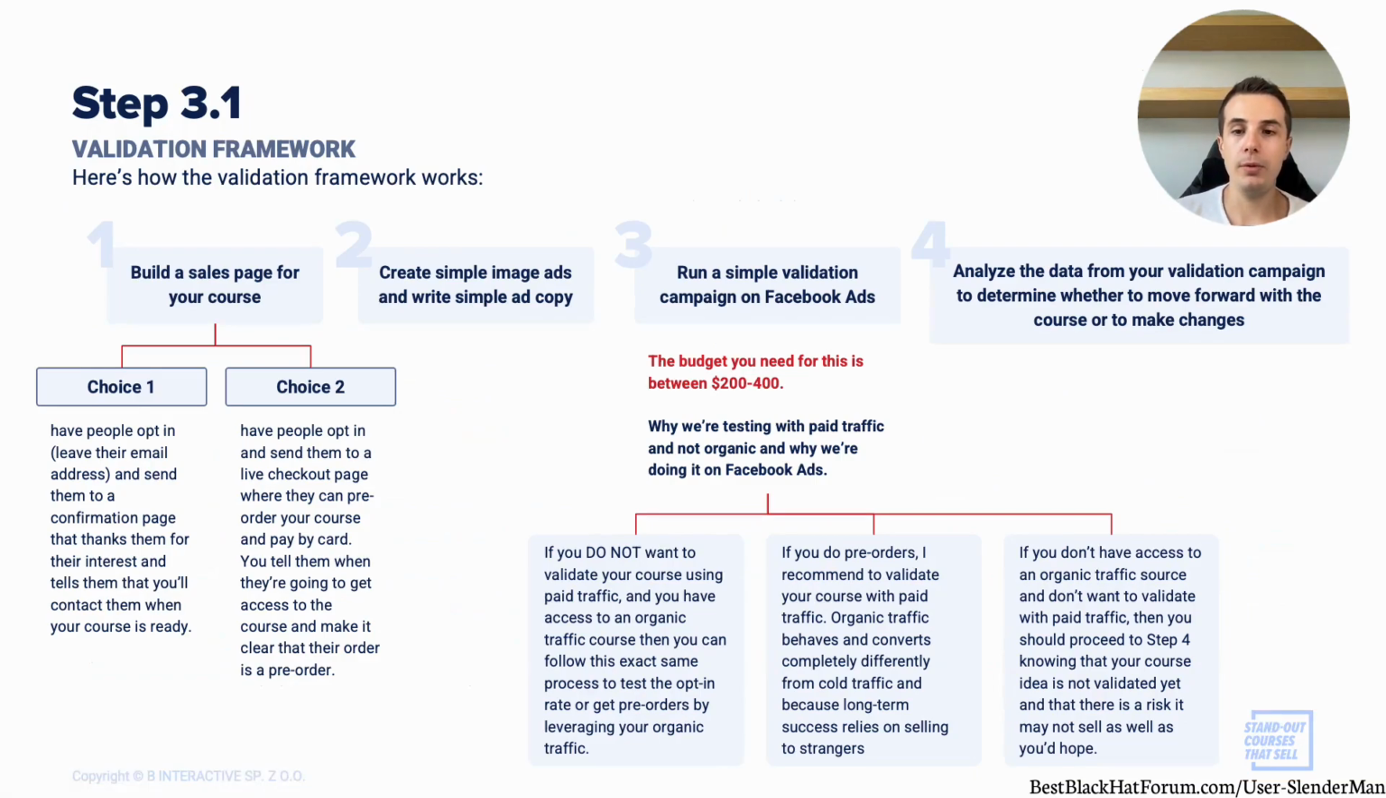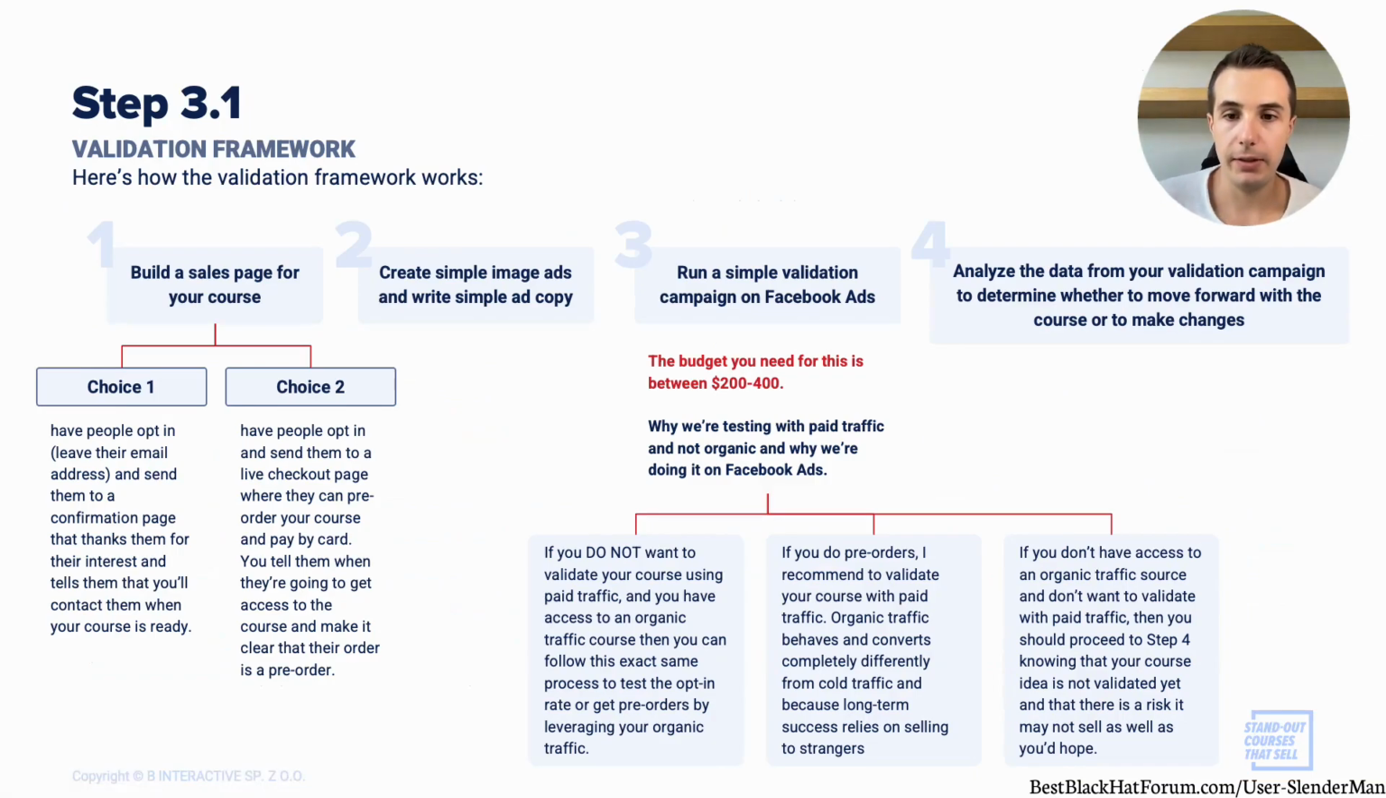And choice number 2 is you can have people opt in on your page, and then you send them to a live checkout page where they can pre-order your course and either pay by card with Stripe, or pay with PayPal. And you're simply going to tell people that they're going to get access to the course when it's ready, and you make it explicitly clear that it's a pre-order, and that way you can actually generate sales in your validation process. With this option, if you do pre-orders, you want to over-communicate with anyone who purchases to avoid any misunderstandings.